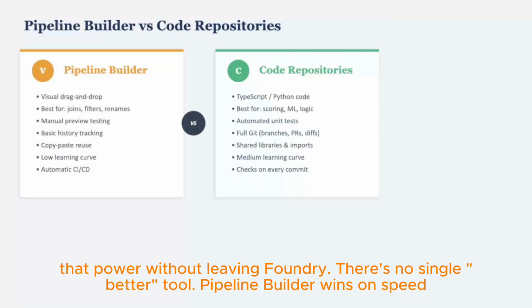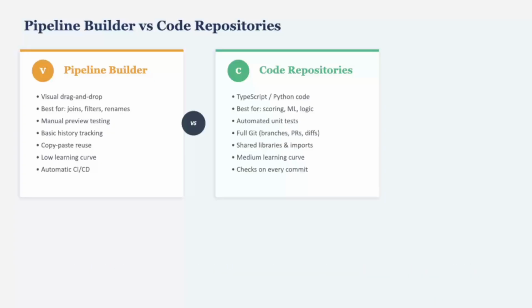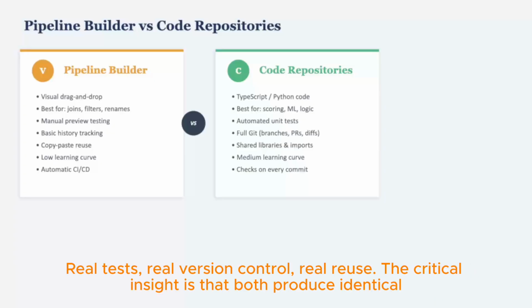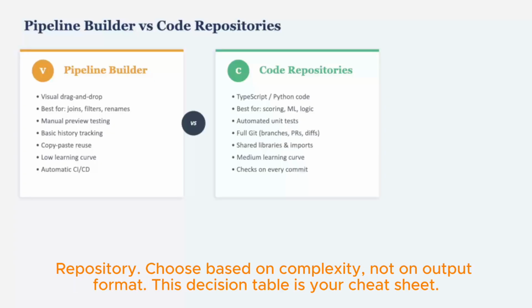There's no single better tool. Pipeline Builder wins on speed and accessibility. Drag a few nodes, click Run, done. Code repositories win on power and maintainability. Real tests, real version control, real reuse. The critical insight is that both produce identical Foundry datasets. Workshops, the ontology, and AIP don't care whether data comes from Pipeline Builder or a code repository. Choose based on complexity, not on output format.